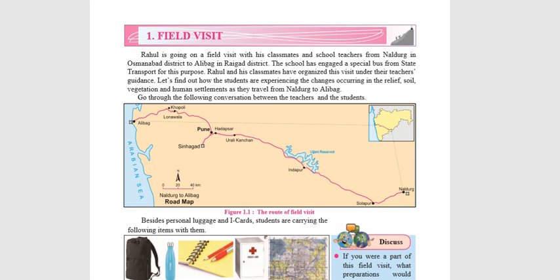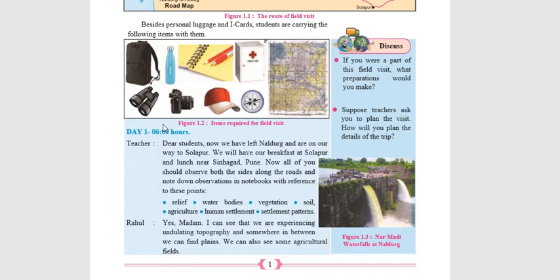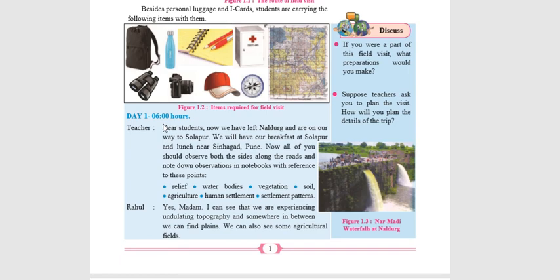Collecting geographical and cultural information by actually visiting a particular place is called a field visit, and it is an important study method in geography. This lesson gives us a description of the changes experienced by the students regarding relief, soil, vegetation, and human settlements as they travel from Naldurg to Alibag.